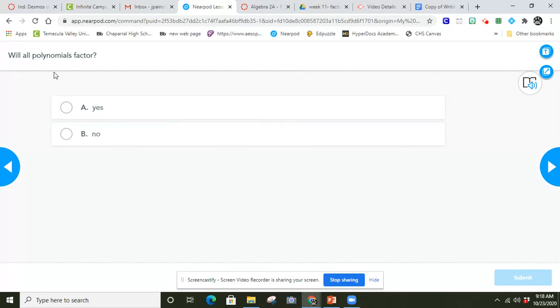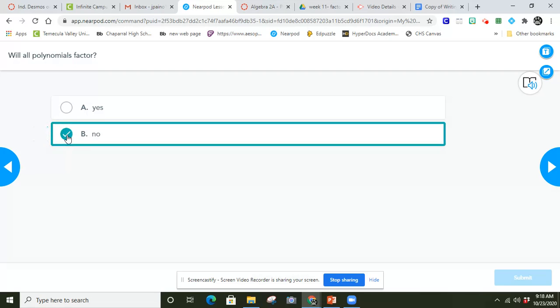Will all polynomials factor? The answer to that is no, not every polynomial is factorable. We learned that back with quadratics, when we couldn't factor all the quadratic trinomials and we had to use the quadratic formula. So not every polynomial is factorable.